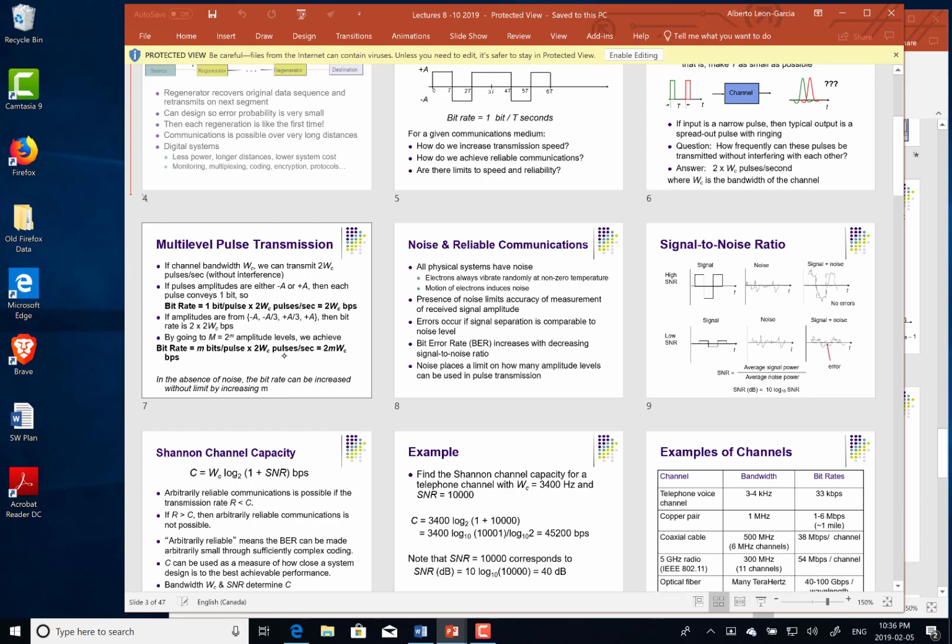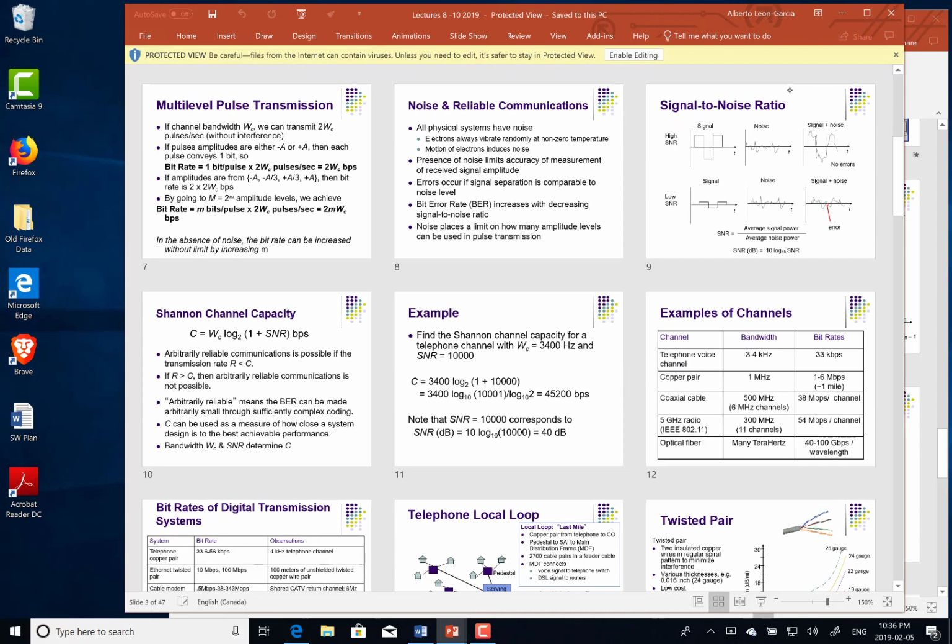But your ability to increase the speed that way is limited by noise. Noise makes it difficult to operate with too many levels because you start making errors in detecting between one level and the other. And so we introduced the Shannon channel capacity, which provides the theoretical maximum number of bits per second that you can transmit over a channel that's got bandwidth WC, and it has signal to noise ratio SNR here. It's given by this expression.